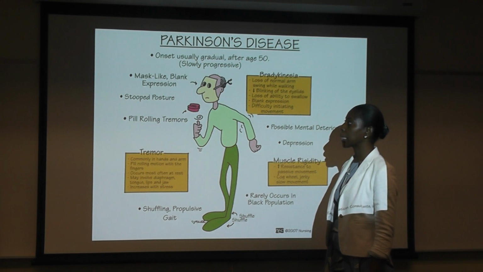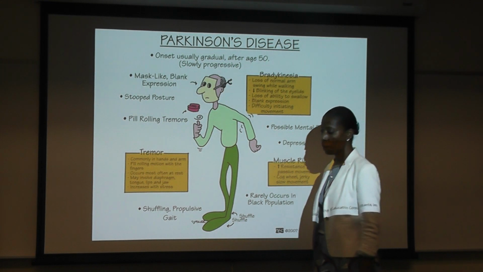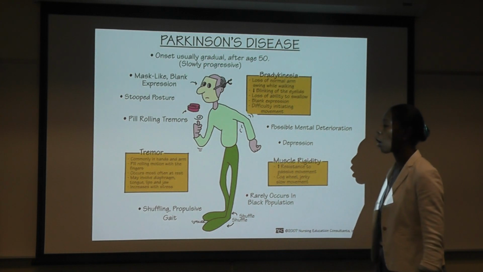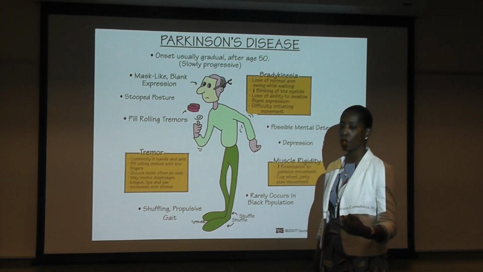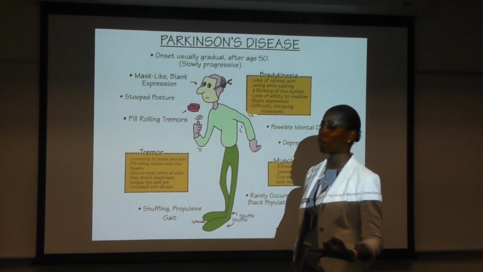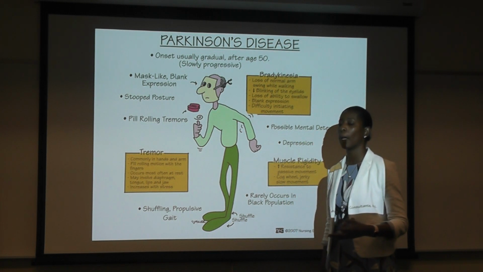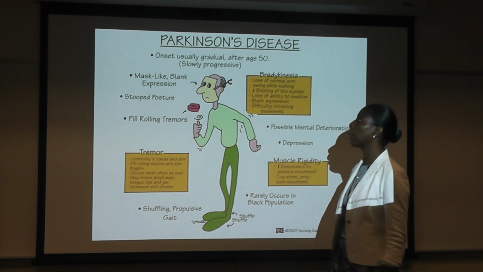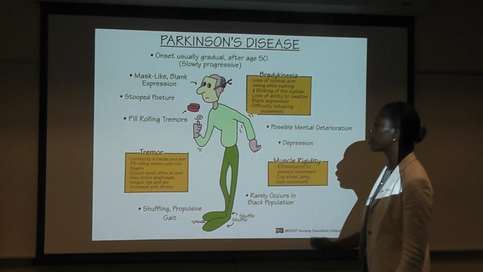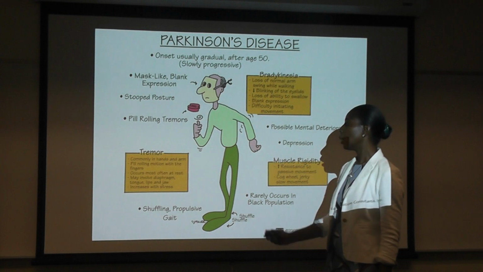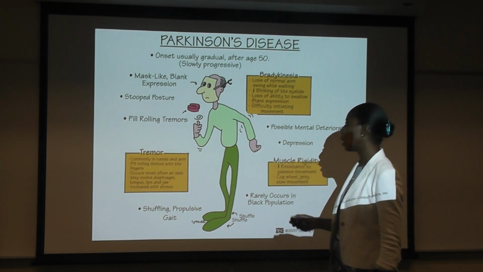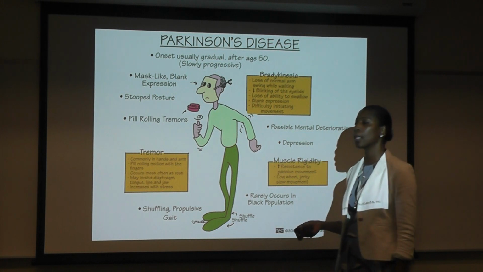Other neurological diseases. These are things that you're going to see that can cause changes in mental status, changes in gait, changes in muscle strength or motor. And we're going to talk a little bit about Parkinson's disease. This is a really great picture because it has everything. It has the triad: bradykinesia, tremors, and muscle rigidity, associated with Parkinson's disease.